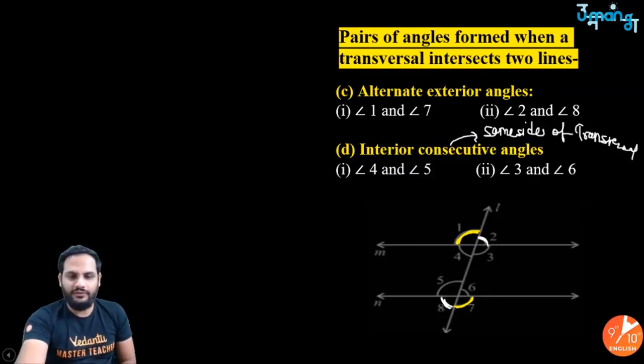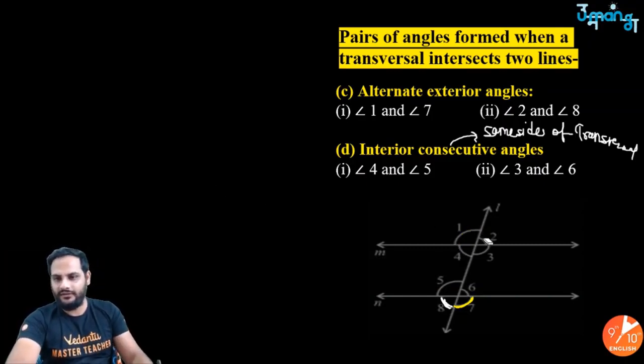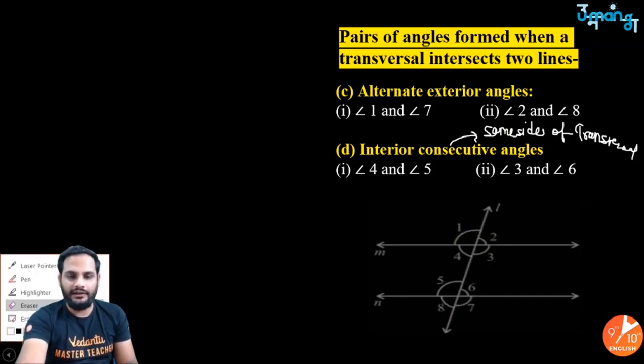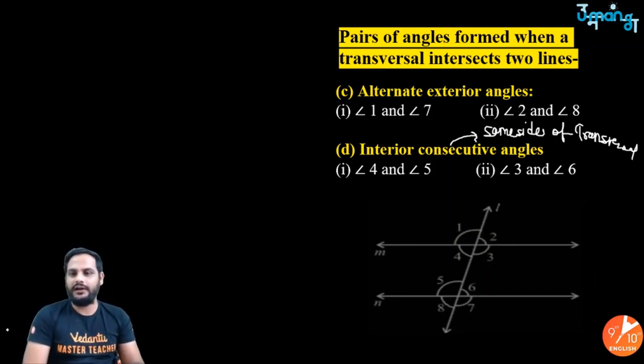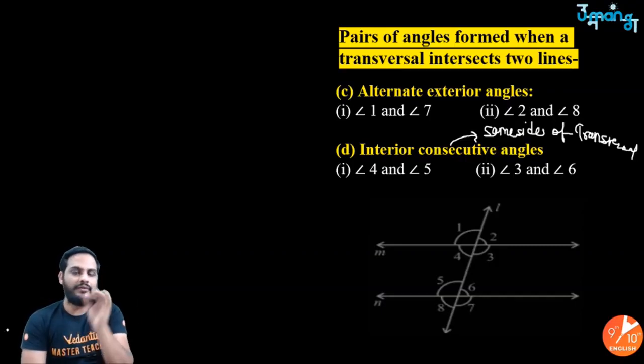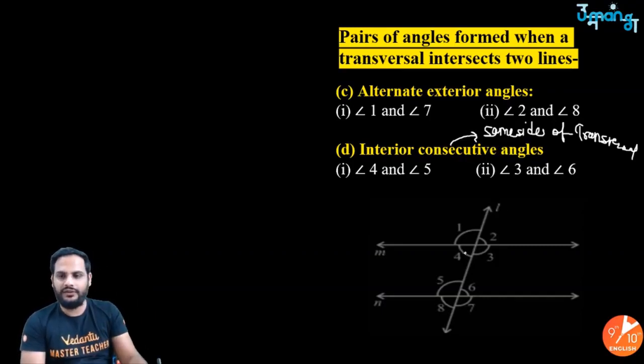So consecutive means what, beta? That they should be on the same side of the transversal. So first let us identify how I can solve that. How can I find what will be the interior consecutive angles for this angle 4? How do I identify? First thing, interior. So I am talking about the angles which are inside. So 3, 4, 5, 6.